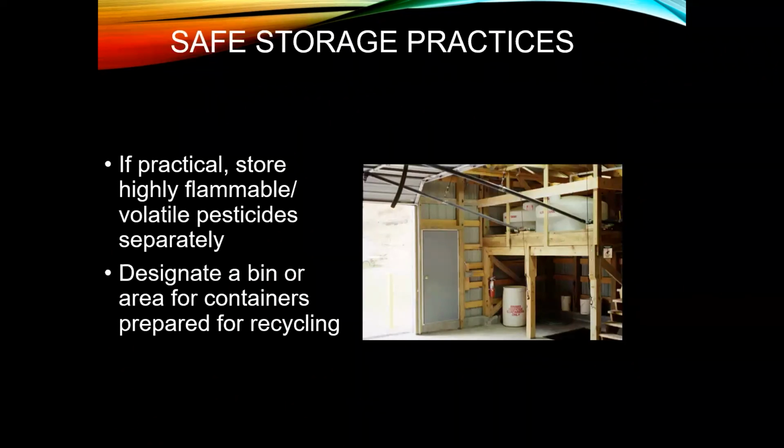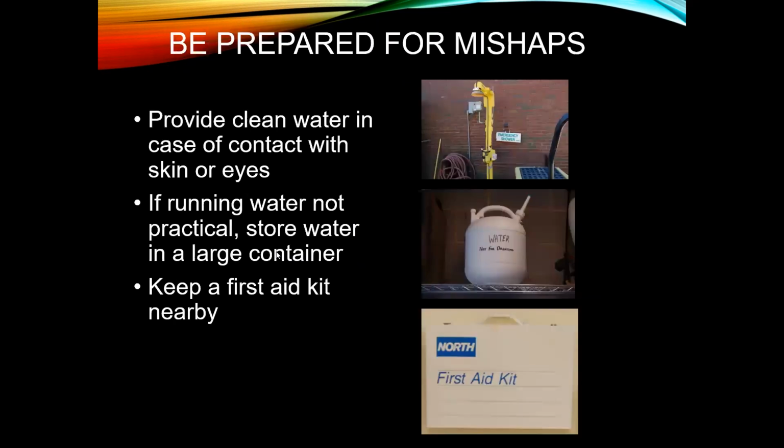Some more safe storage practices. If practical, store highly flammable and volatile pesticides separately. Like I told you earlier in the class, those flammable cabinets are a great investment for those kinds of products. Keep them away from heaters, things like that. Designate a bin or an area for containers prepared for recycling. There are very few places that recycle the plastic jugs. There are places you can call and get the plastic drums or the totes picked up for recycling. If any of y'all have any of those laying around and you need that number, give me a call. We can find you a place that recycles those.